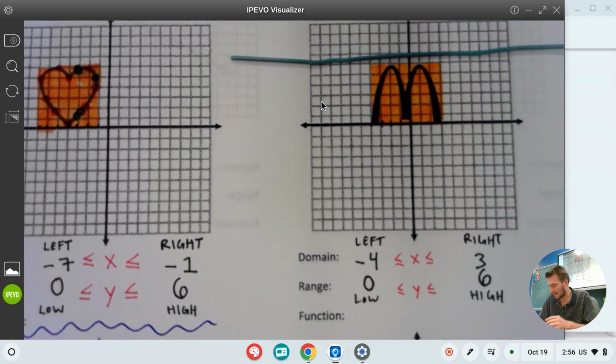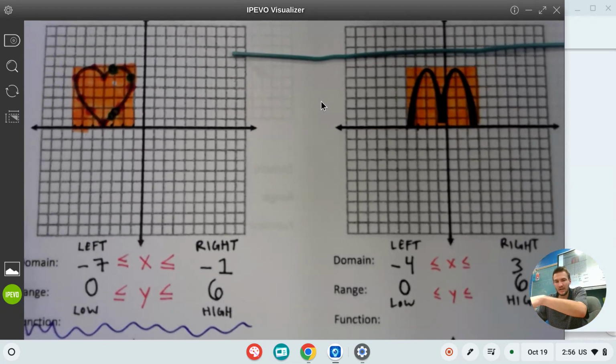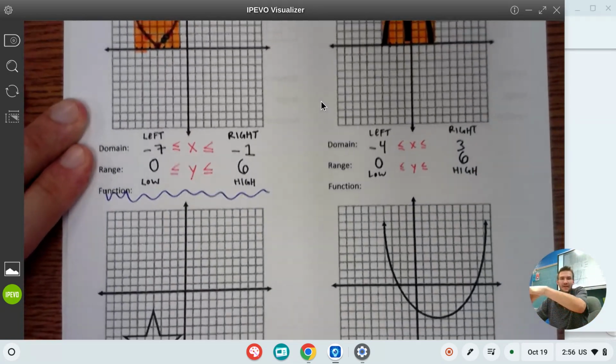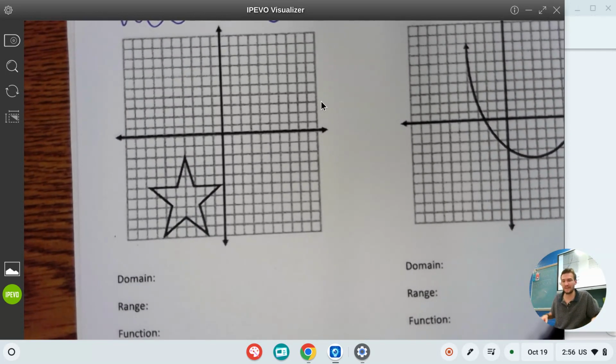All right. I will give you 3 minutes to try the star question in the bottom corner. Can you try to figure out the star? We're going. Timer's going. 3 minutes.